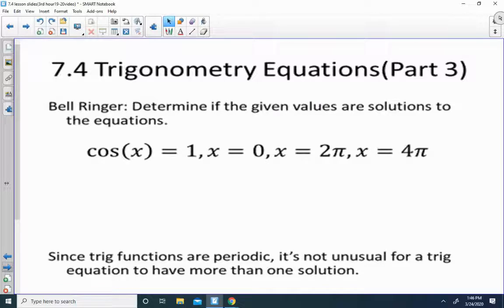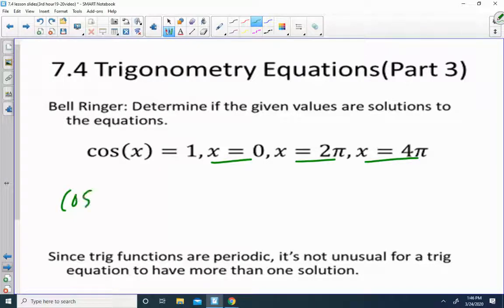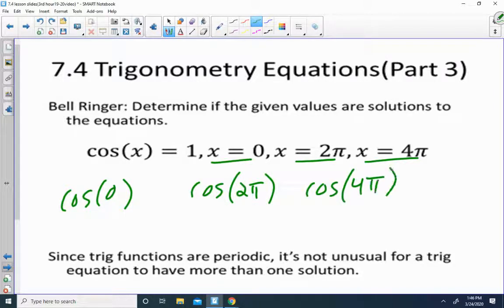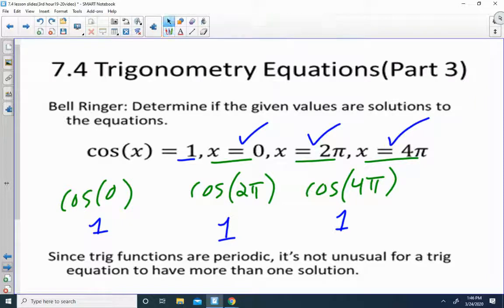Now for this one, here I have cosine of x equals 1, and I want to see if 0, 2 pi, and 4 pi will work. So I'm going to do cosine of 0, cosine of 2 pi, and then cosine of 4 pi, and we're going to see if these work. And sure enough, if you plug in cosine of 0, you are going to get 1, which is exactly what we want, so that works. Cosine of 2 pi will also give you 1. And cosine of 4 pi will also give you 1. Basically, all 3 of these will work.